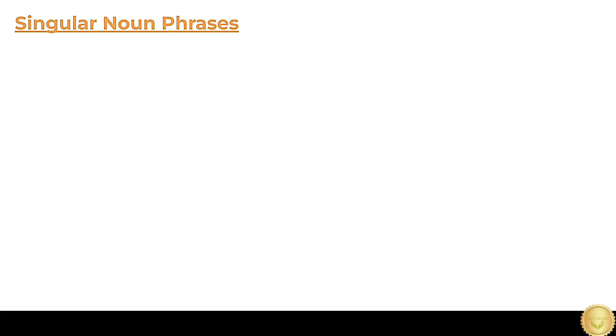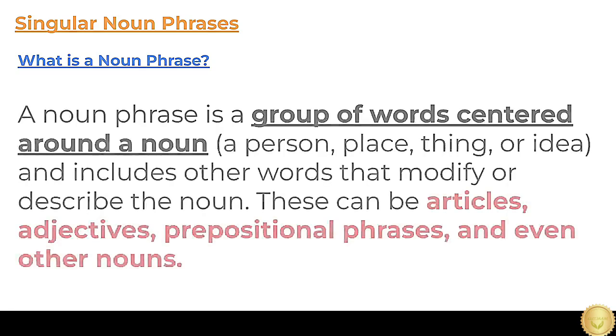Okay, so you can also have, building upon our knowledge now, singular noun phrases. So firstly, what is a noun phrase? You might have seen this concept before, noun phrase, but we're not too sure maybe. So a noun phrase is a group of words centered around a noun. So there's like a centerpiece noun, if you like, and a noun can be a person, place, thing, or idea. And then the other words are there to modify or describe the noun.